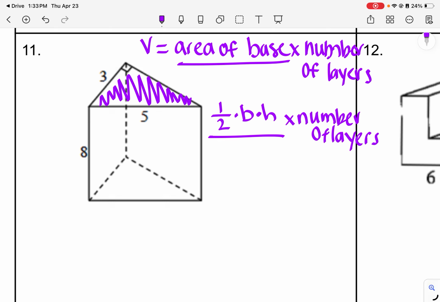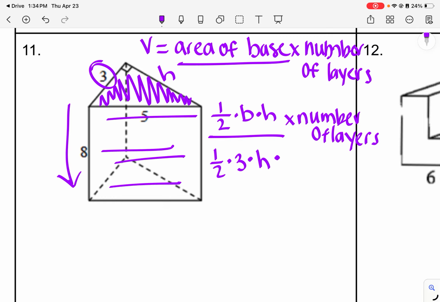So the area of the triangle is going to be 1/2 times the base of the triangle, so that's 3, times the height. We have to be careful. This is the hypotenuse, this is the height. So I don't have that right now, so I need to find it. And then times the number of layers. So I'm layering from top to bottom in this case. So to get my layers, I've got 8 of those. So we have to find height. So we're going to go back in here, zoom back in, and look at what's going on here.